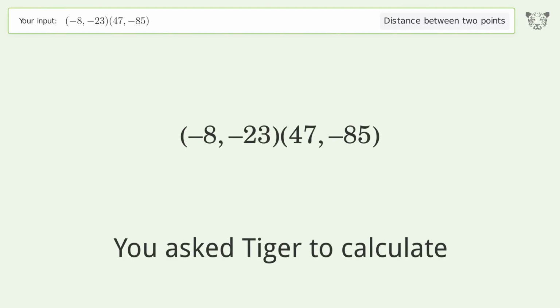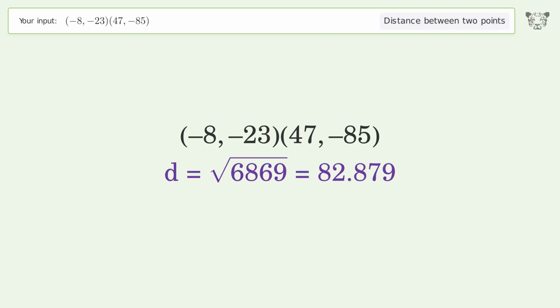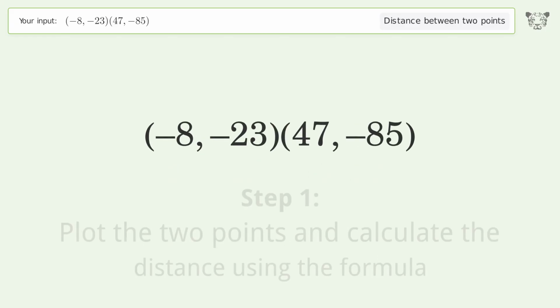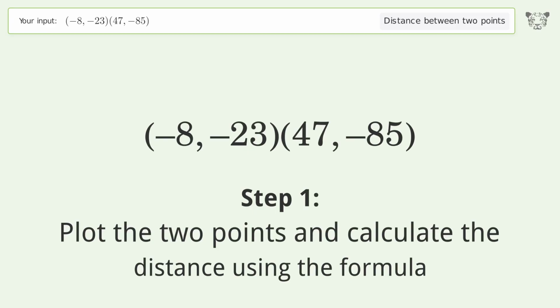You ask Tiger to calculate. This deals with the distance between 2 points. The distance between the 2 points is the square root of 6,869 or 82.879. Let's solve it step by step. Plot the 2 points and calculate the distance using the formula.